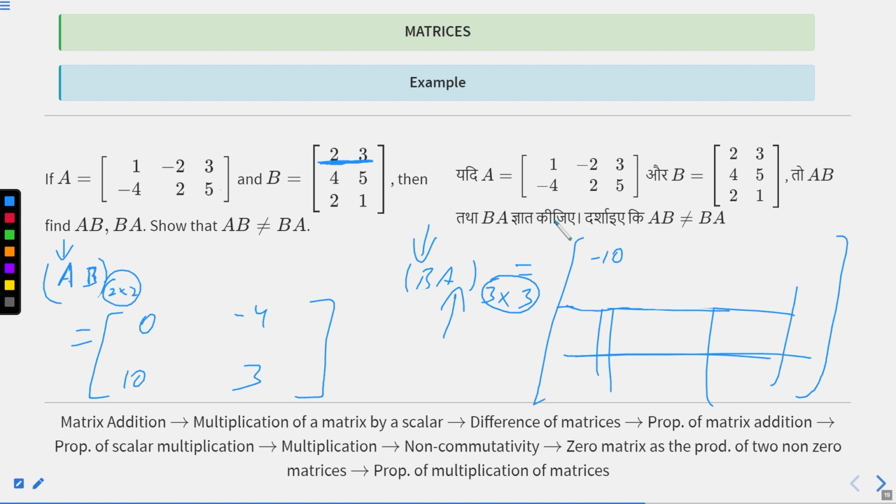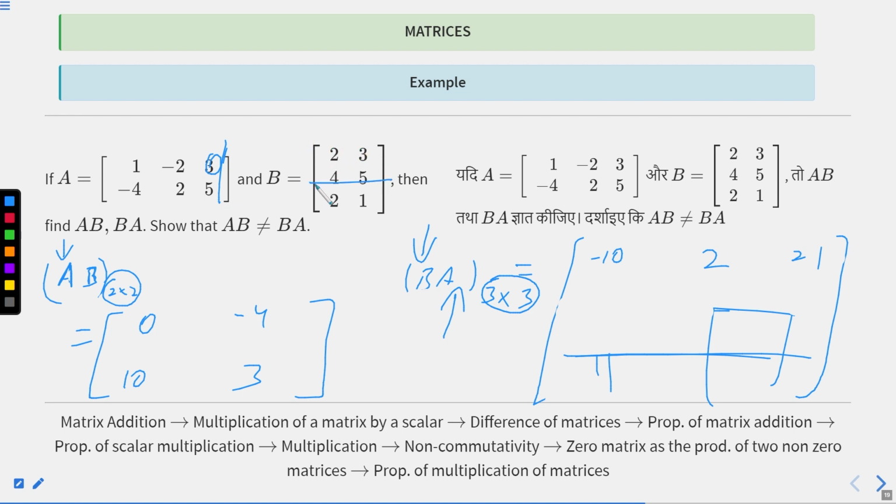Now for this, the second. So 2 times minus 2 means minus 4. 3 times minus 2 means minus 6. So this will be 2. Okay, now this. So 2 times 3 will be 6, plus 3 times 5 will be 15. This means 21. Okay, simple. Matrix multiplication is not a difficult task, but you have to practice.